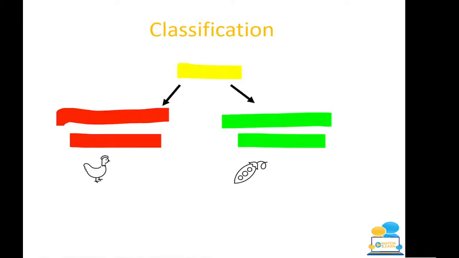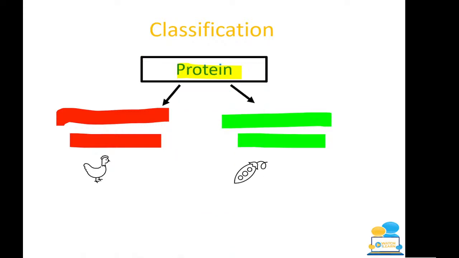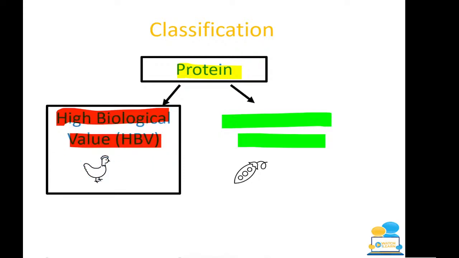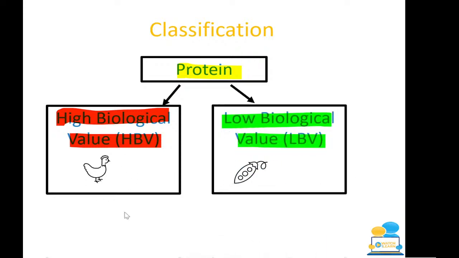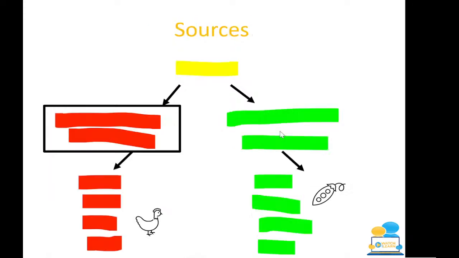So classification always means that we're putting something into groups, so two or more groups. Protein can be classified into high biological value proteins, abbreviated to HBV, and you will have to know this for your exam. I put a little chicken there because these are always your animal sources. Then we have our low biological value, so that's LBV. Again, you're going to have to know what this abbreviation is, and these are always your plant sources, so we have little peas and pods there.